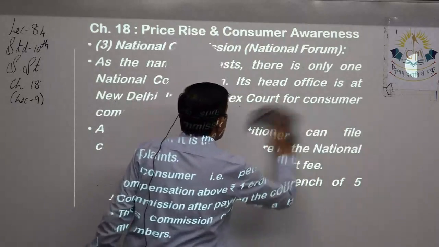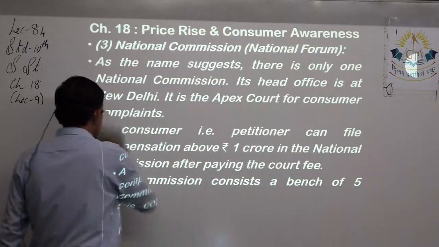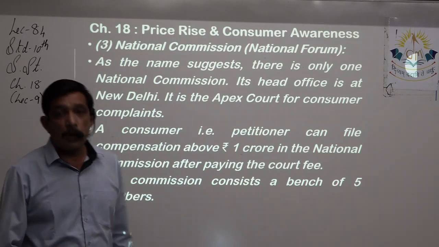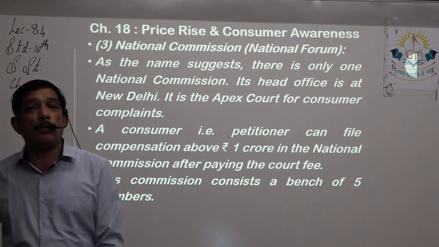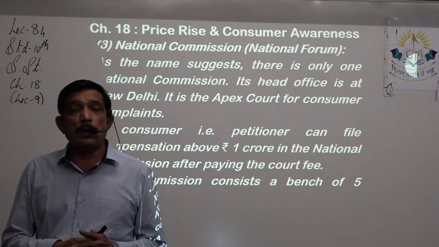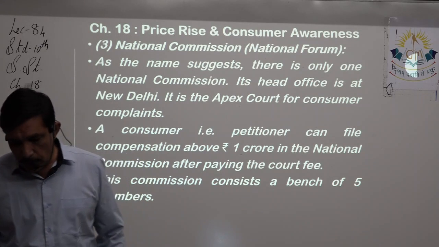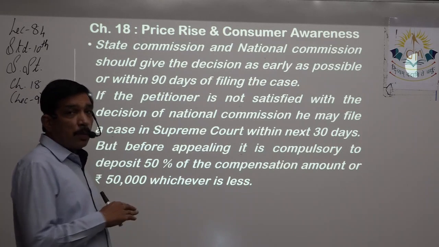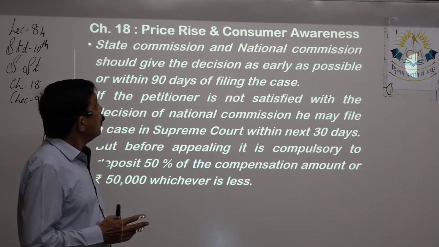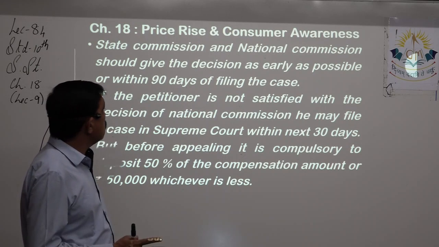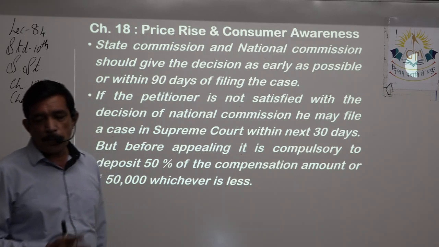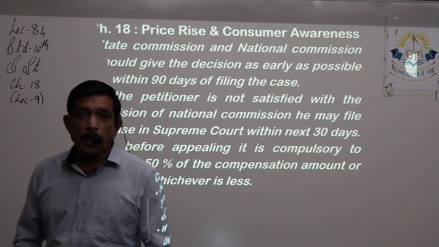They will look into your case, talk to both the sides. There will be debates between the lawyers, and the 5-member bench will be deciding upon the judgment. Now, state commission, national commission should give the decision as early as possible or within 90 days of filing the case. Yes, here we have a limitation.